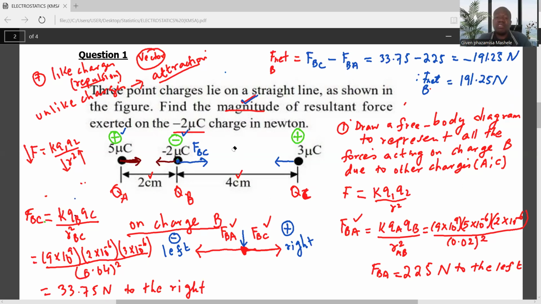And this question can change. Sometimes they can say determine the net electrostatic force on A. This time on A, you look at the force due to B and also due to C. So the distance between A and B would be 2, but between A and C would be 6. It will depend on that. I believe you are following. Let us move on to the next one without wasting time.